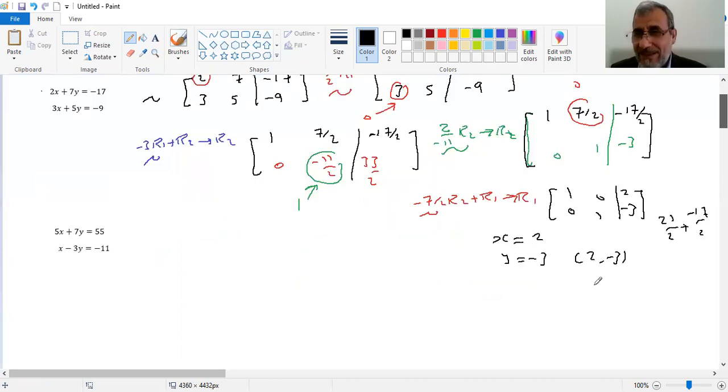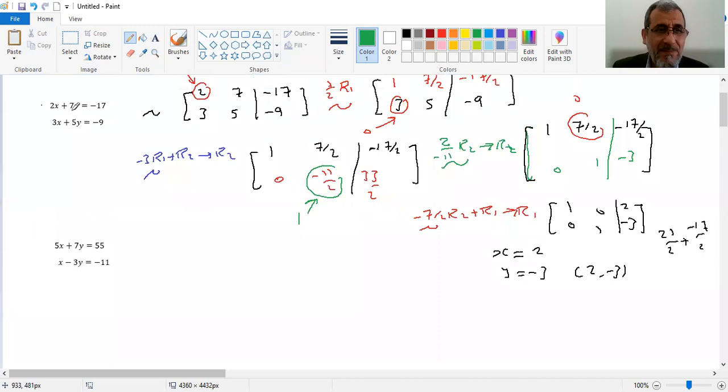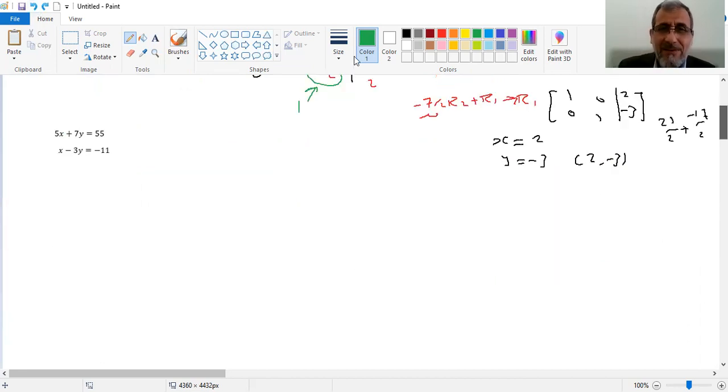Now check your answer. Putting in 2, this will be 4, and with negative 3, this will be negative 21. So 4 minus 21 is negative 7, which is correct. For the second equation, 2 gives 6, and negative 3 times 5 is negative 15, so 6 minus 15 equals negative 9. So the answer is correct. The first point is that we write the matrix as the identity. Now example number 2, again the same.